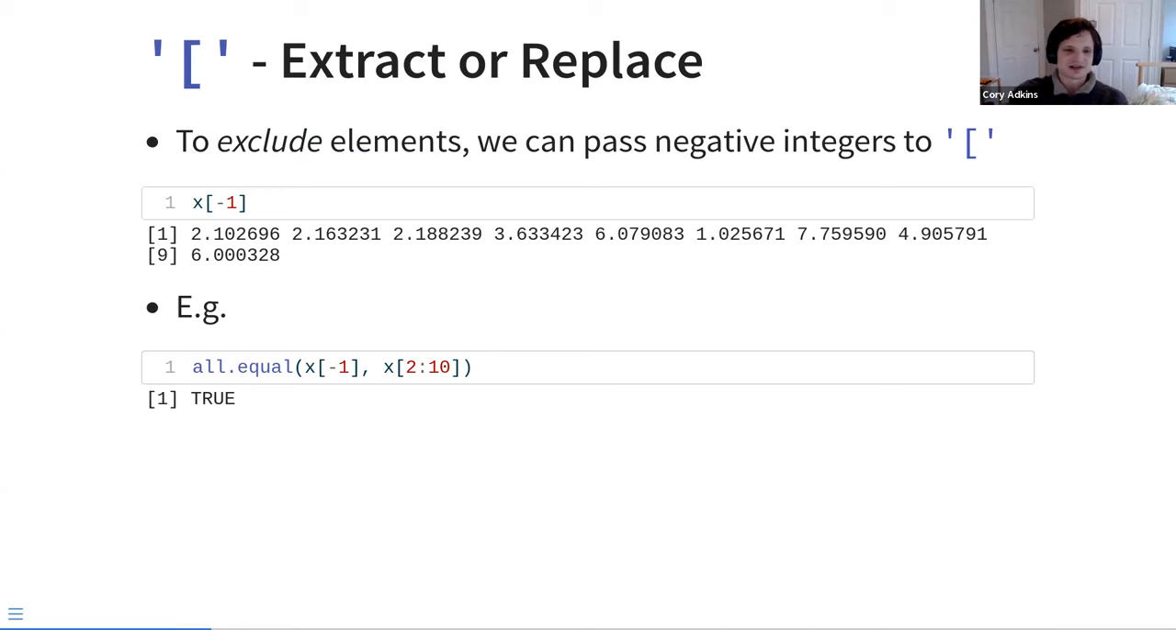Right, yeah. So you can see that second code block just shows that if you do 2 through 10, it's the same as just excluding the first element.